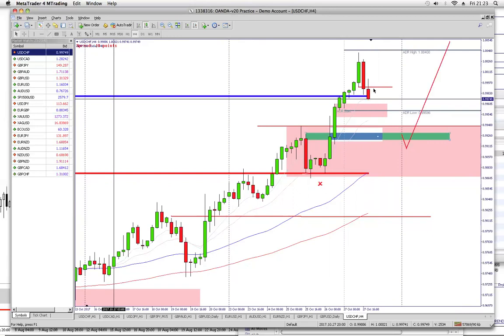I'm not trying to anticipate. I'm not trying to predict where it's going. I'm trying to read where the market is going, what it tells me, instead of trying to guess. You've got to wait for the market to tell you. If it doesn't tell you anything, then don't trade.